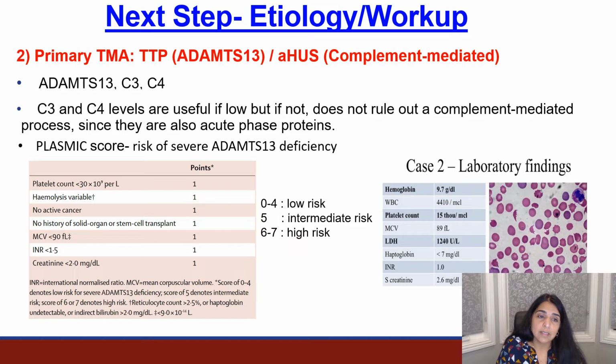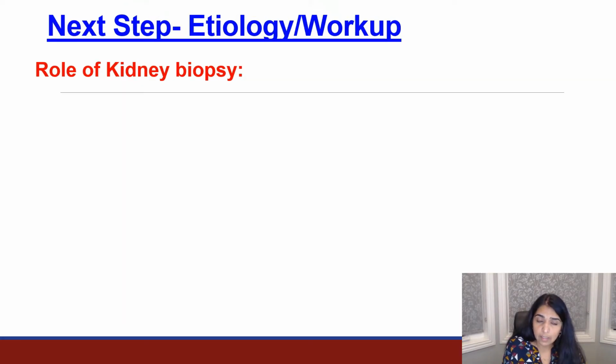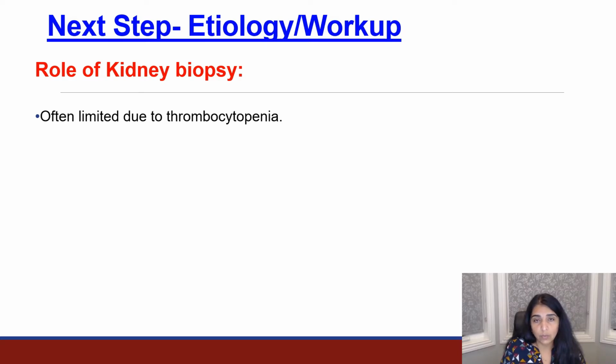Now, one may ask, we know the patient has TMA. We're figuring out if this is a primary TMA or a secondary TMA. And as a nephrologist, is there any role for a kidney biopsy in this patient? Can we do a biopsy and figure out what might be going on? Well, unfortunately, in most cases, just like this one, we are often limited in doing a biopsy because of thrombocytopenia and the risk of bleeding that will be associated with it.